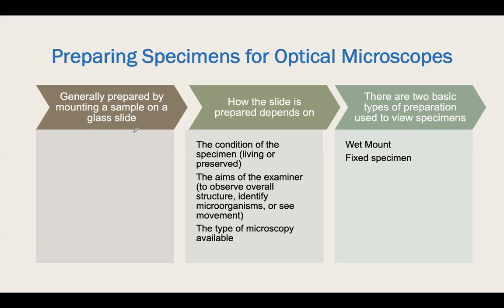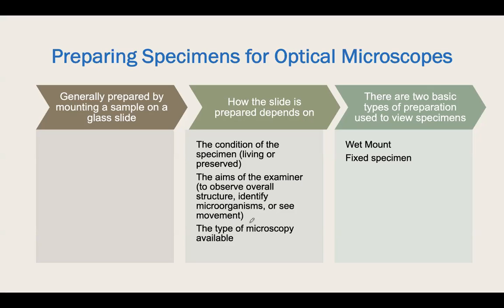So basically, when we take a specimen on a glass slide, that is called the mounting of the sample on a slide. Now, how the slide is prepared, basically how we mount the specimen on the slide, depends on what type of specimen it is. Is it a living specimen or a preserved or dead specimen? That's one character we need to look for.